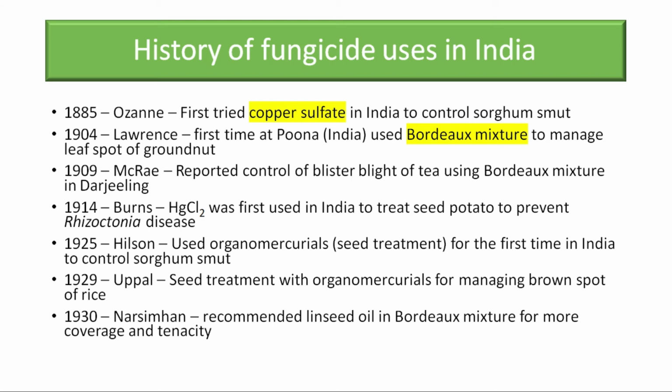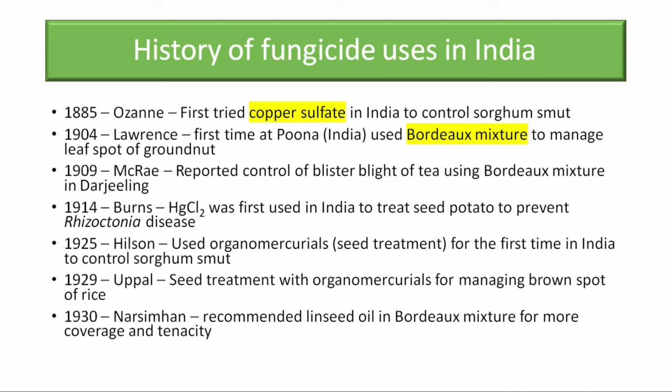Now, we'll see a brief history of fungicide uses in India. Well, some of them have been mentioned in the earlier slides, but still we'll see here chronologically how fungicides have been used in India. There are many reports, but only some important ones have been presented here. In 1885, Ozen first reported the use of copper sulfate in India. In fact, he tried copper sulfate in India to control sorghum smut.